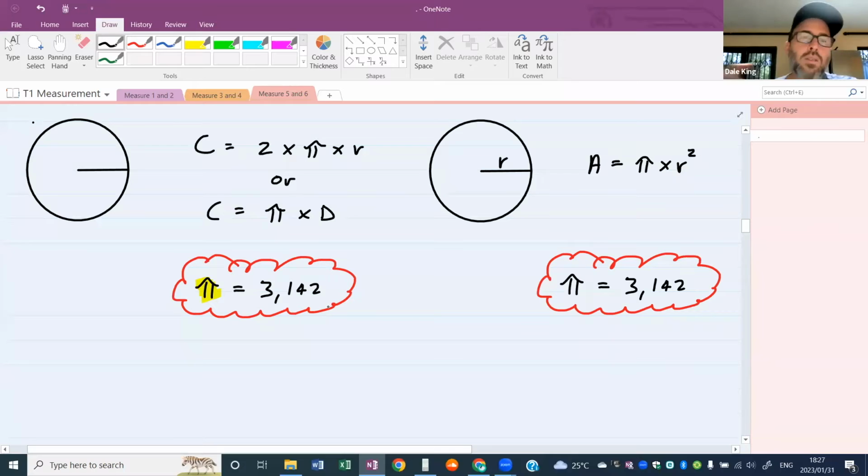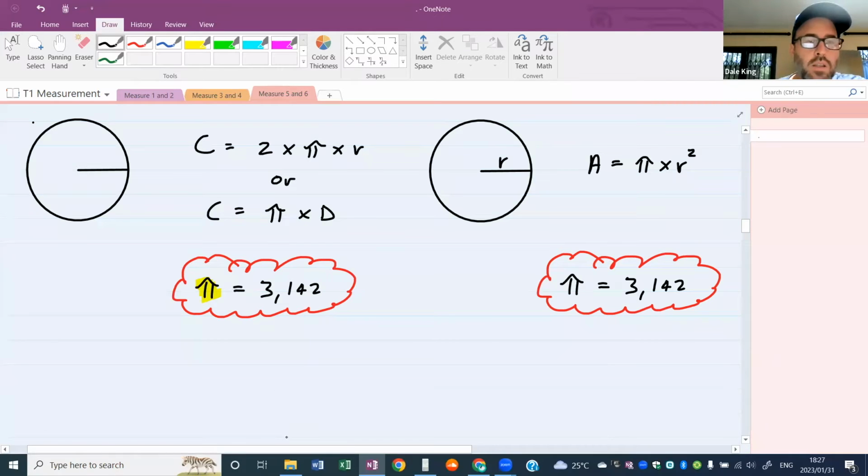And that's often the value that gets given to you in the exam. They usually give you the pi value in the exam, 3,142. It's a rounded off estimation of pi. That's usually what they ask you to use. So we just have to put that number into our formula. Wherever we see the symbol for pi, we just substitute that value right in there. So we don't have to worry about that.